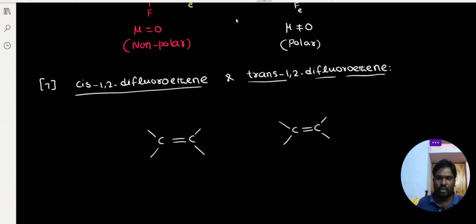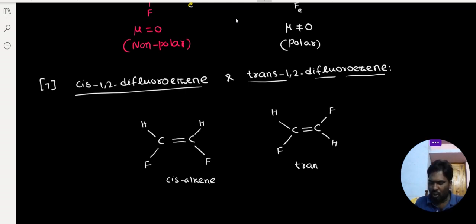Cis means same side attachment: either two hydrogens or two fluorine atoms on the same side of the double bond. Two fluorine atoms or two hydrogen atoms on opposite sides of the double bond is trans. This is the cis alkene. This is the trans alkene. Okay, clear?